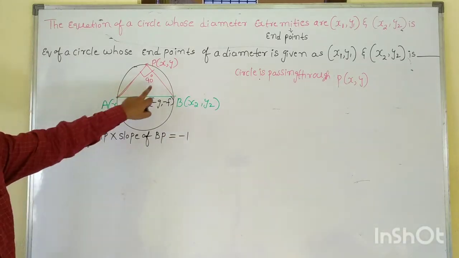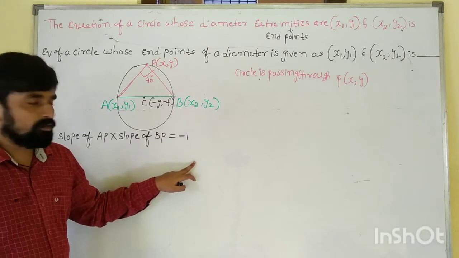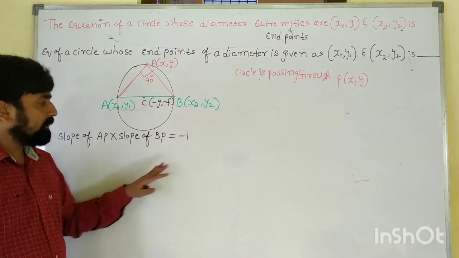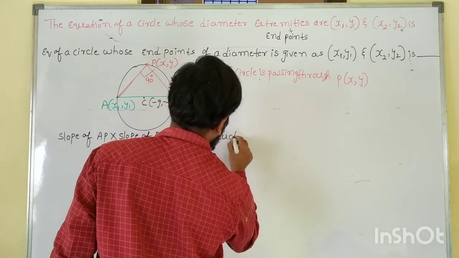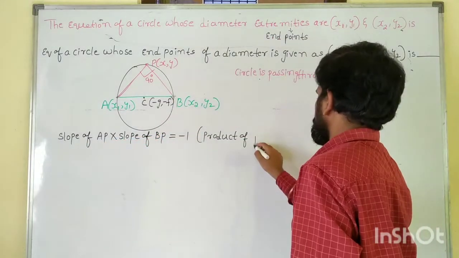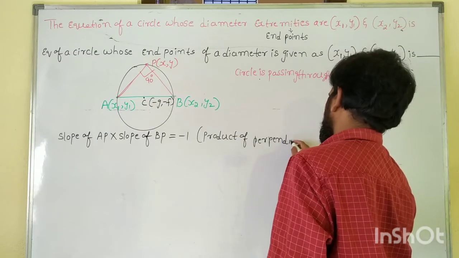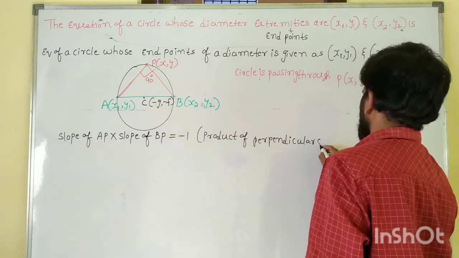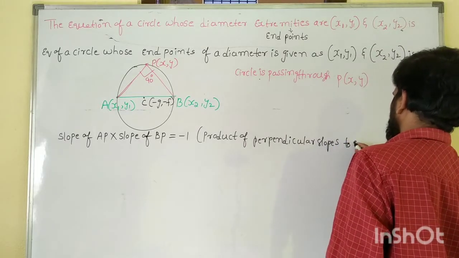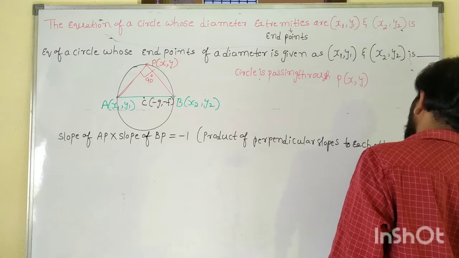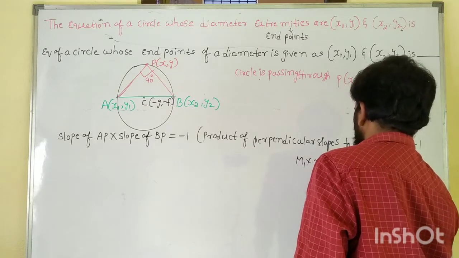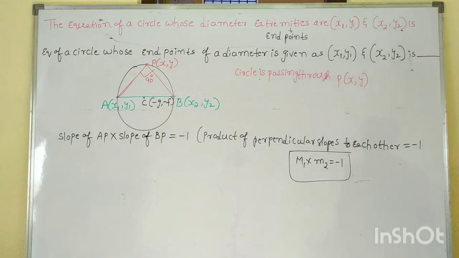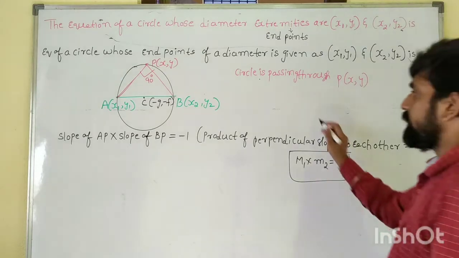The slopes are perpendicular, so their product is minus 1. The product of the slopes of two perpendicular lines is minus 1. That is, m1 into m2 is equal to minus 1. This is a constant for slopes perpendicular to each other.